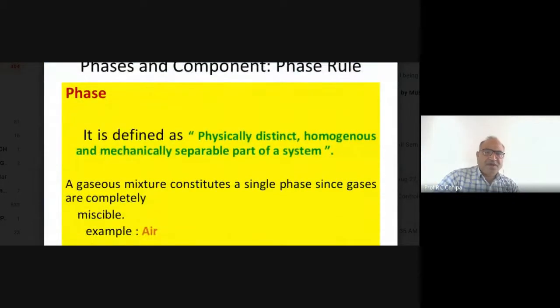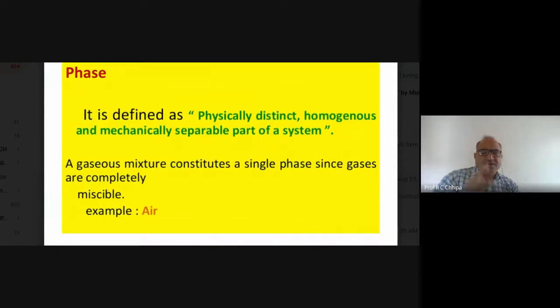Now, what is a phase? It is defined as a physically distinct, homogeneous, and mechanically separable part of the system. For example, if we have carbon tetrachloride and water, which one will be the phase? All of you know about carbon tetrachloride. Carbon tetrachloride itself is one of the heaviest liquids, and its density is much more compared with water.